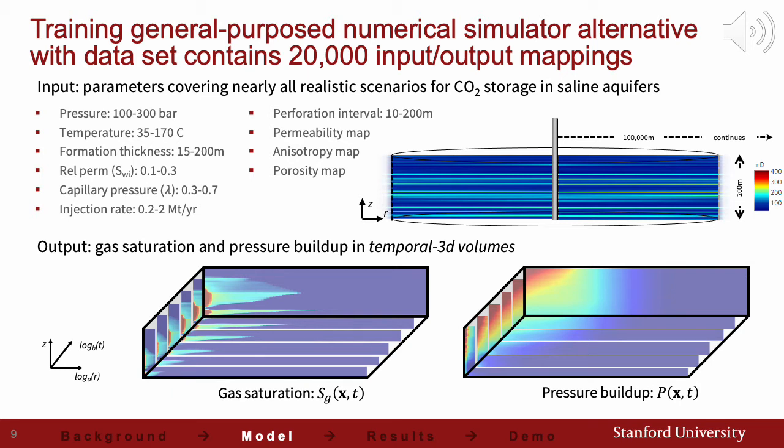And the last step in the data generation was to configure all of these inputs and outputs into temporal 3D volumes using a transformation. And now we have a bunch of temporal 3D inputs and outputs, which we will then use to train our machine learning models.